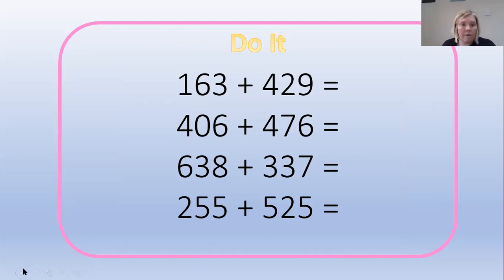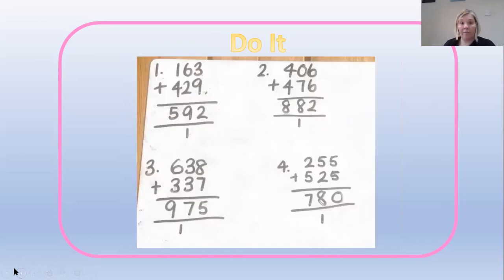Okay, so I have written them out in the formal method for you. So that is what your work should look like. The answers are there, but that is what you should be doing. You should be lining up your 3 columns to ensure that when you're adding them up, it's really easy to add them up correctly. That is your do it. I hope you found that straightforward.